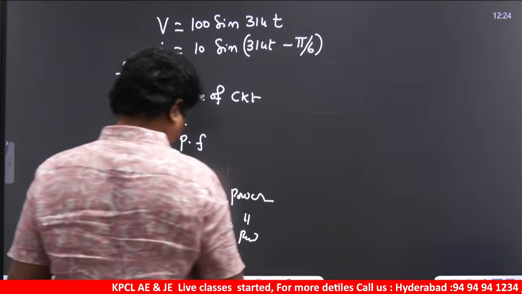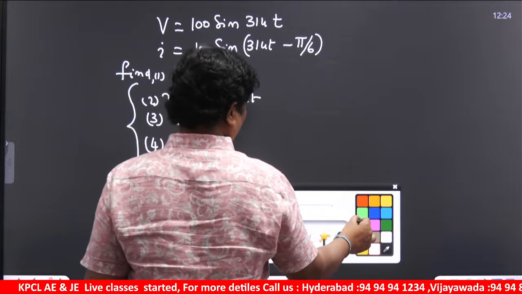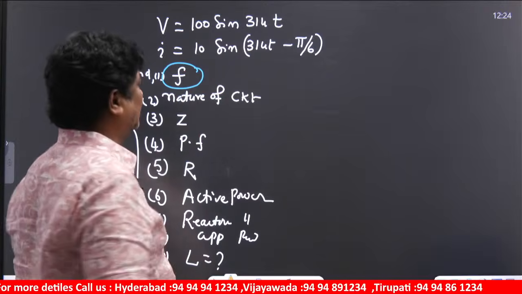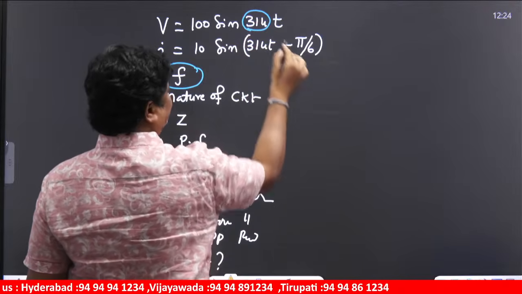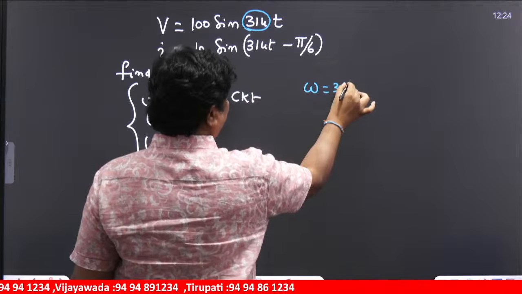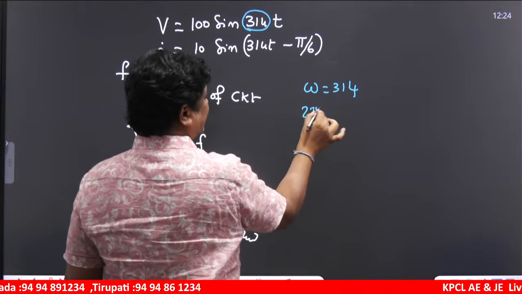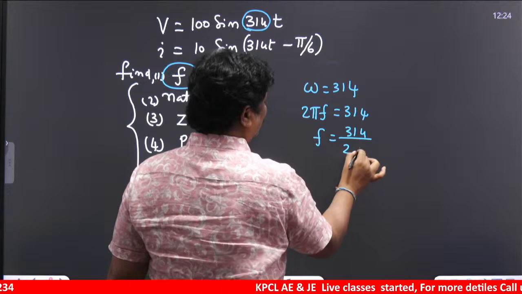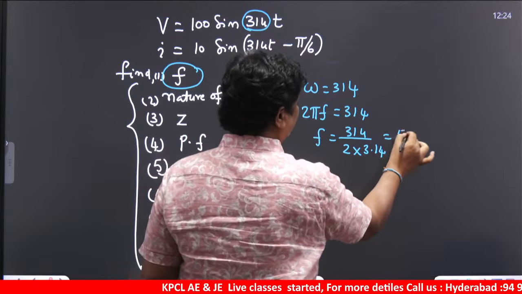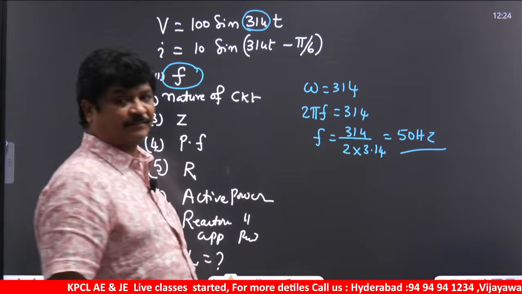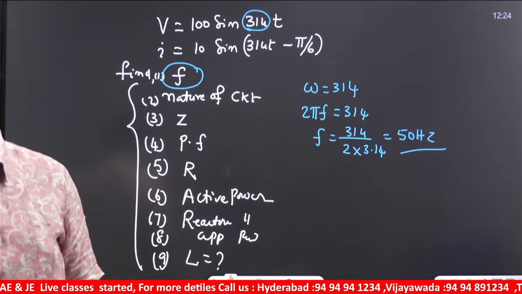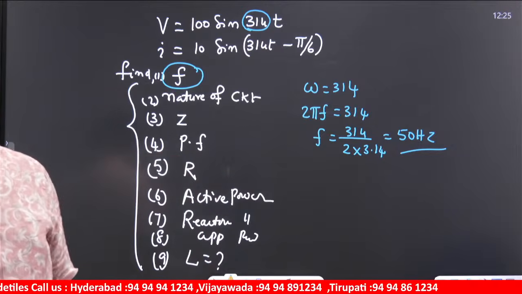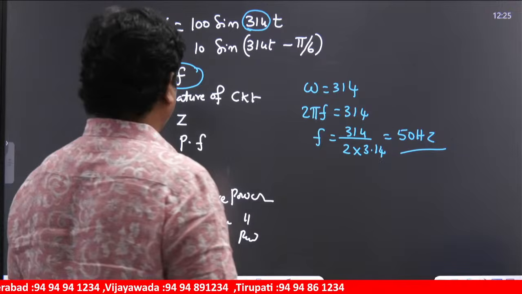Number one question, we want to find the frequency. From this we can find the frequency. Omega is equal to 314. 2 pi f is equal to 314. F is equal to 314 divided by 2 into 3.14, that is equal to 50 hertz. Already we discussed. Yes or not? 50 hertz. Next.